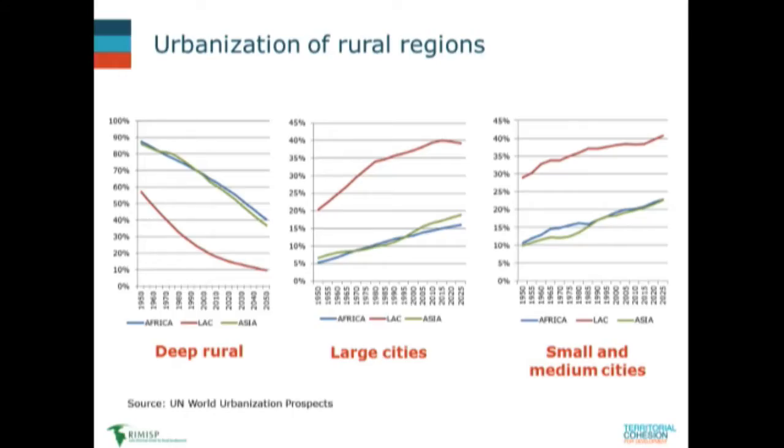A second factor that I want to underline is the urbanization of rural regions. I'm not talking here about the migration of people from the villages to the large cities. I'm talking about what is happening outside the large cities. I'm talking about a rural area that 20 or 30 years ago was all villages and all agriculture. And today, yes, there's many villages still, but there's a lot of small towns, there's a lot of medium cities. And these towns and cities are becoming the engines of development in many of these places.